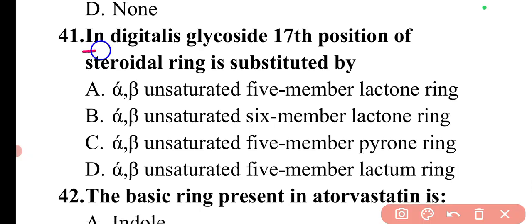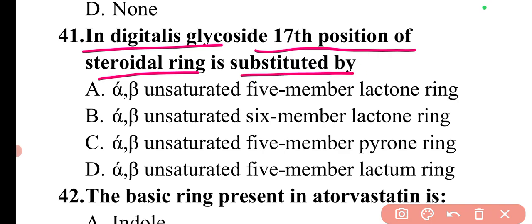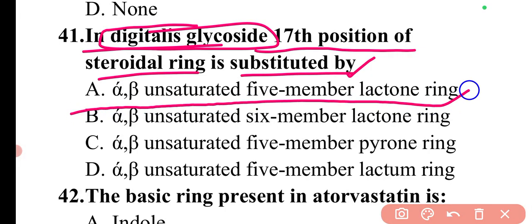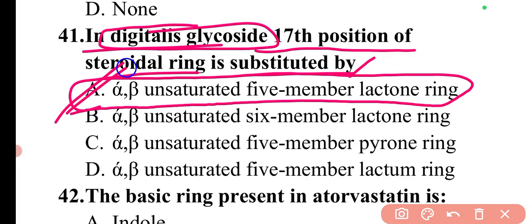Next question is, in digitalis glycoside, the 17th position of the steroid ring is substituted by. So digitalis glycoside is a cardiac glycoside, and it has a steroidal ring structure. And in this steroidal ring structure, the 17th position is substituted with a 5-membered lactone ring, which is an alpha beta unsaturated 5-membered lactone ring. So here option A will be the correct answer.